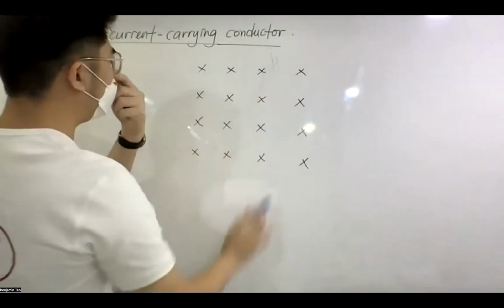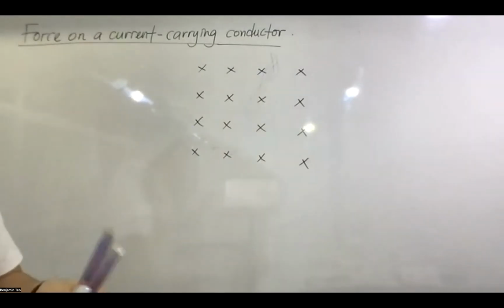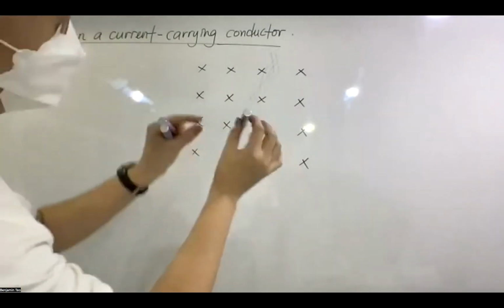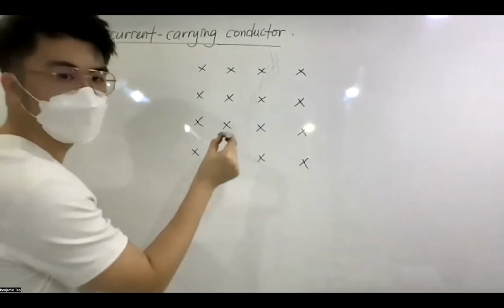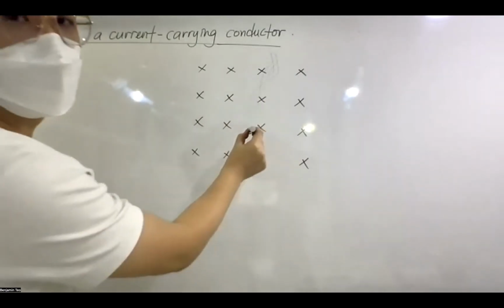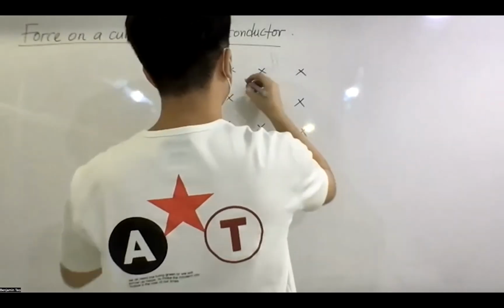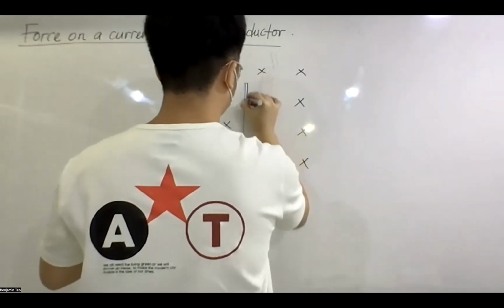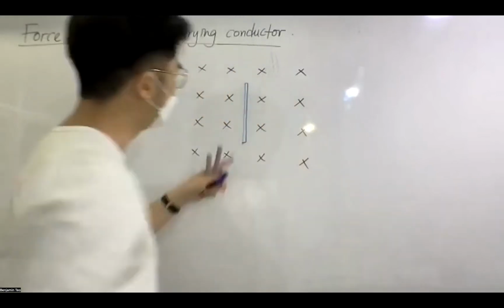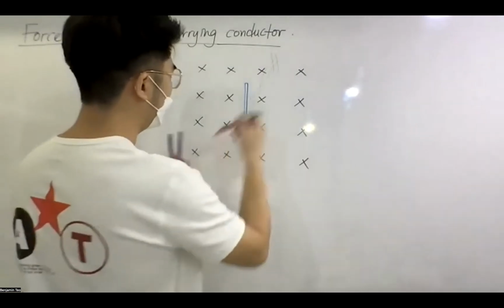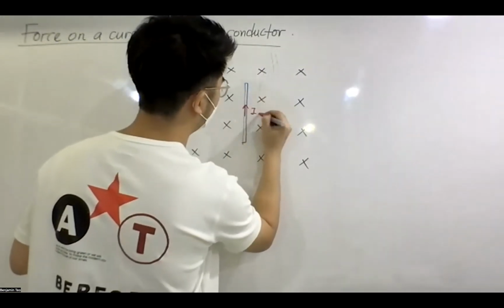Okay, so we have a magnetic field into the page, right? The way you think about it, you think of it in 3D. You're looking from your screen. This is the field, okay? It's going like this. Now, I put a wire here. Okay, a wire, or we call it a conductor. There's current flowing in the conductor.